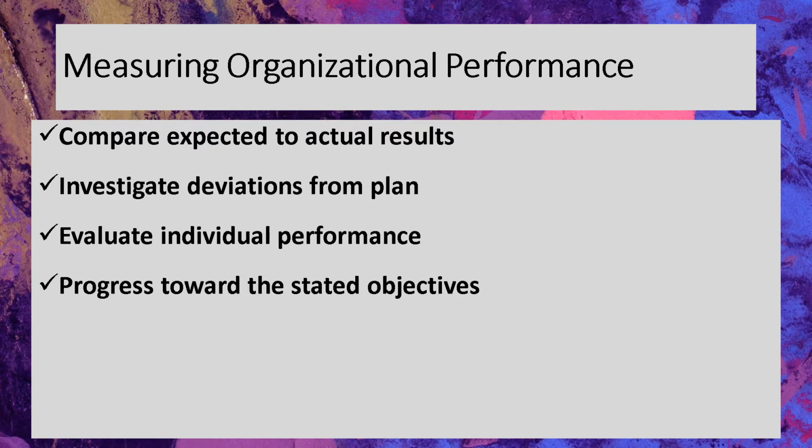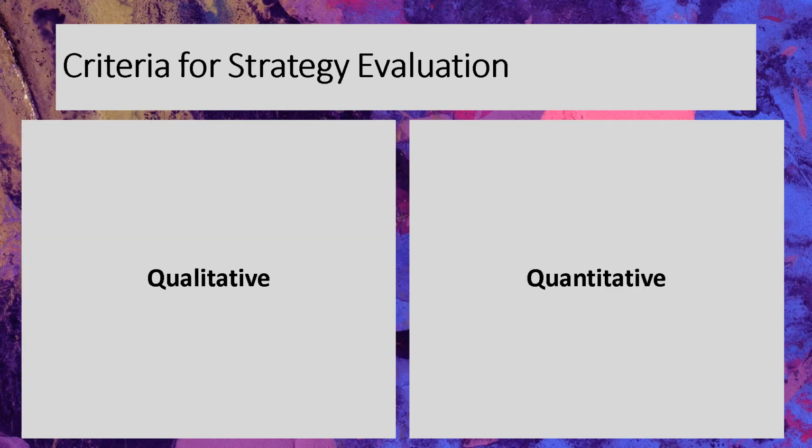An important strategy evaluation activity is measuring organizational performance. This activity includes comparing expected results to actual results, investigating deviations from plans, evaluating individual performance, and examining progress being made toward meeting stated objectives. Please note that both long-term and annual objectives are commonly used in this process. There are two criteria for strategy evaluation: qualitative and quantitative.